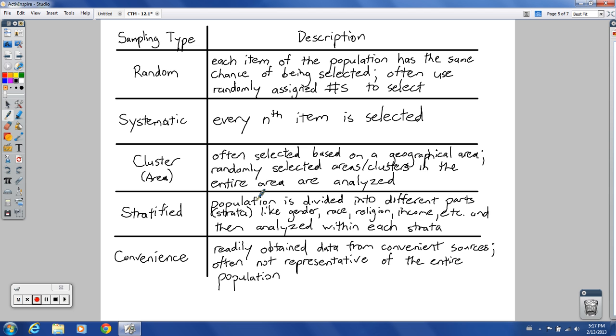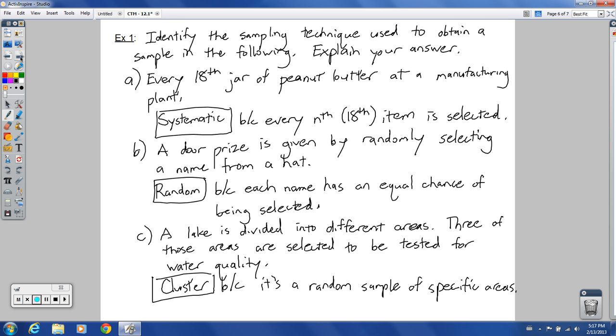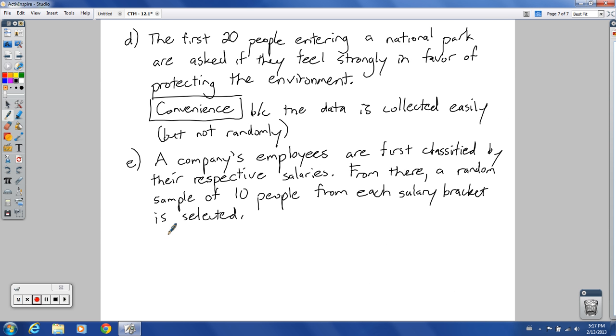Well, we're dividing our population, being the company's employees, into different parts. We're segregating them into parts or into groups based on their income in this case, based on their salary, and then you're analyzing each part from there. You're taking a random sampling of each part from there. So let's write that down in a succinct manner.